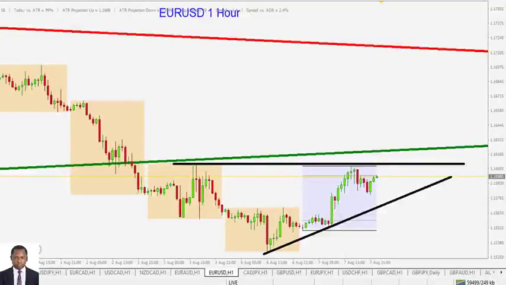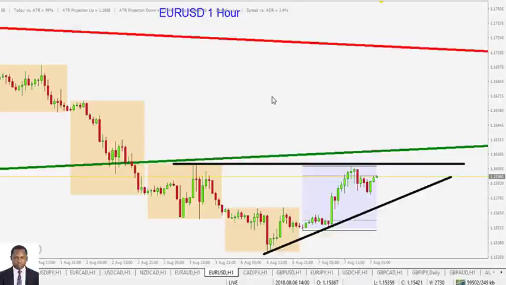All right, let's look into a few pairs for today and remind ourselves of the possible directional biases, and if we find anything valid in those directions, we are definitely going to be trading them and posting those signals in the Telegram channel as well.